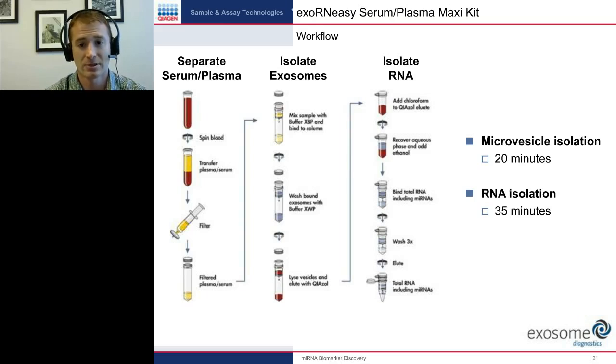Now, the greatest advantage of this, in addition to higher purity, is also the time. So that microvesicle isolation can occur in 20 minutes, and RNA isolation takes a little more than half an hour. So collectively, from sample to isolated RNA, you can have isolated RNA from exosomes in less than 1 hour.